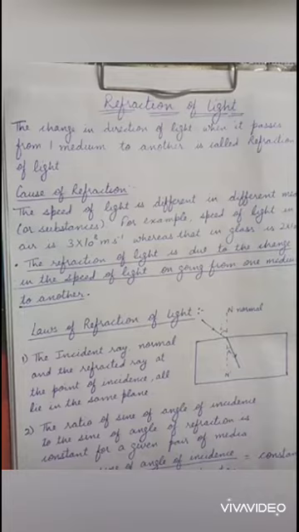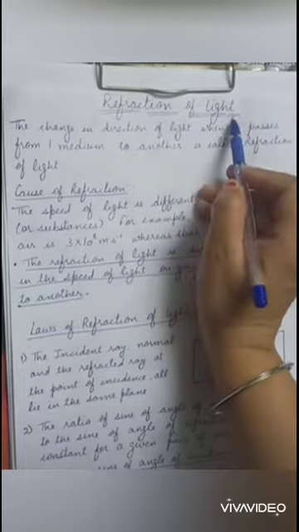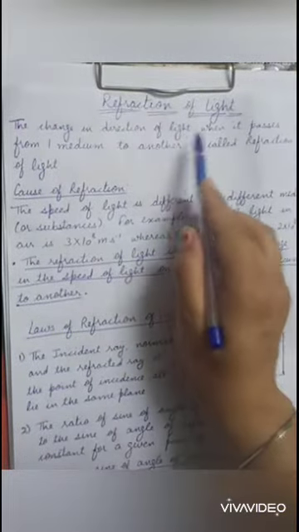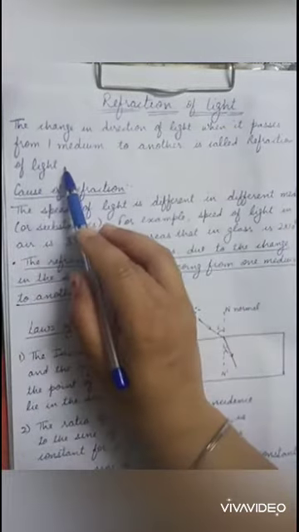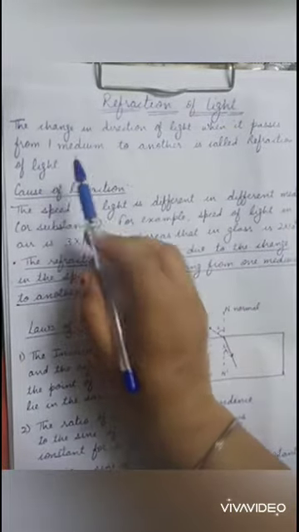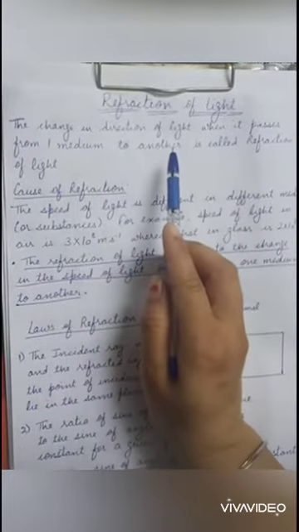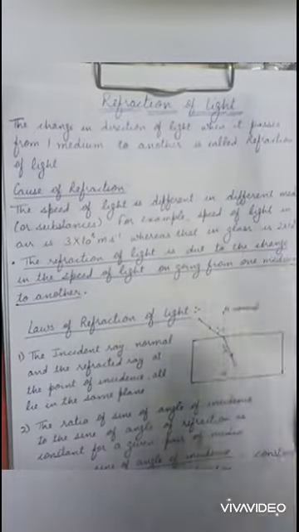So now students, I'm sure you are able to answer what is refraction of light? The change in the direction of light when it passes from one medium to another is called refraction of light. Clear? When light passes from one medium to another medium, it bends or changes its direction.